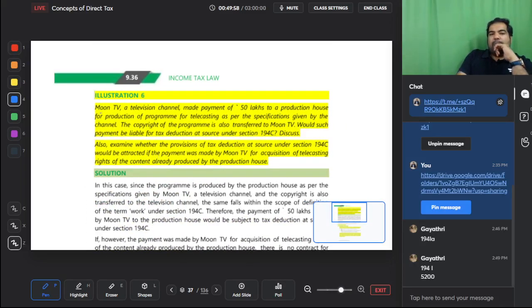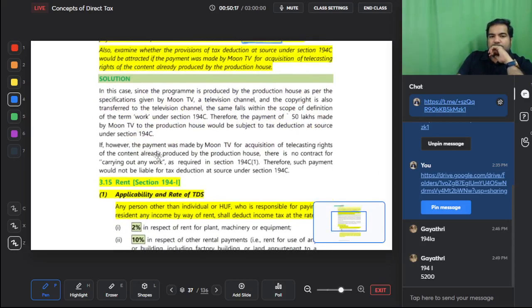Interesting, guys. Moon TV, a television channel, made a payment of 50 lakhs to a production house for production of a program for telecasting as per the specifications given by the channel. So they gave the specification also and they got the thing made. What would the payment be under 194C? Yes, such a payment would be under 194C. This is the contract. Therefore, the payment of 50 lakhs made to Moon would be subject to TDS under 194C.